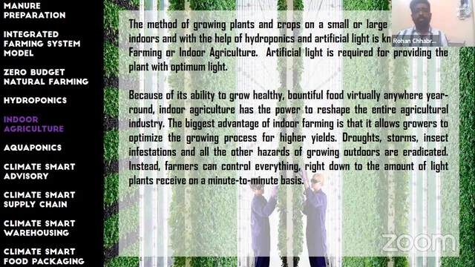Because of its ability to grow healthy, bountiful food virtually anywhere, year around, indoor agriculture has the power to reshape the entire agricultural industry. The biggest advantage of indoor farming is that it allows growers to optimize the growing process for higher yields. Droughts, storms, insect infestations, and all other hazards of growing outdoors are eradicated in indoor farming. Instead, farmers can control everything right down to the amount of light the plant is receiving on a minute to minute basis. And this could have even greater implications in terms of molecular mining.